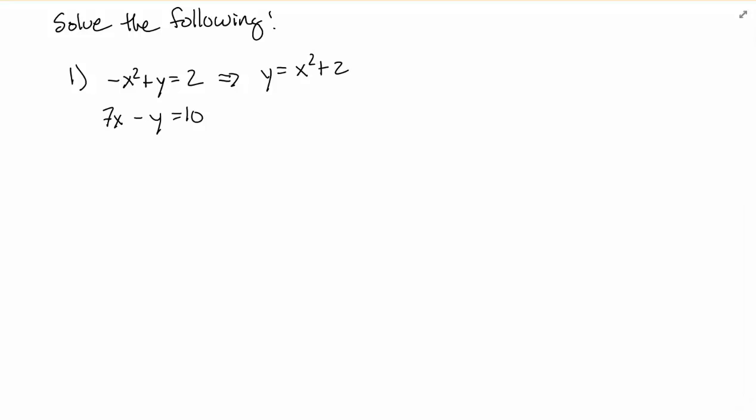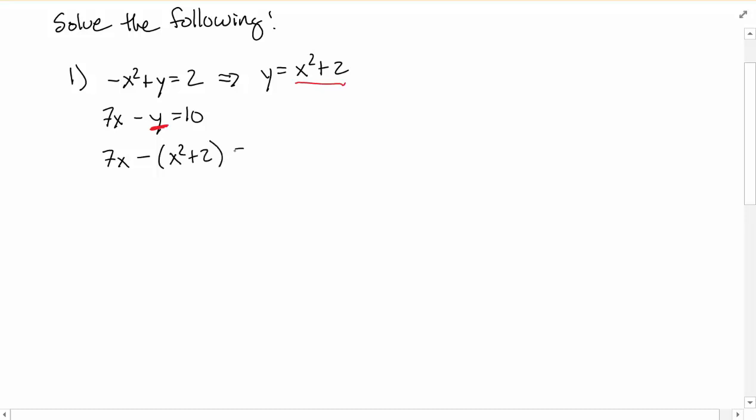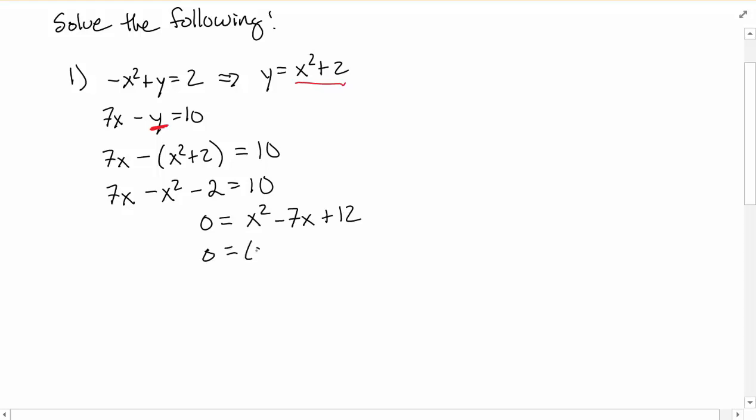And then I'm going to take that, y is equal to x squared plus 2, and I'm going to replace the y in the second equation with what it is in terms of x. So 7x minus y, which is equal to x squared plus 2, is equal to 10. So now I'm down to one equation and one unknown. So that's 7x minus x squared minus 2 is equal to 10. That's a quadratic equation. I'm going to move everything to the right, so I'll have a positive x squared minus 7x plus 12. That one factors into, how about x minus 3 times x minus 4.